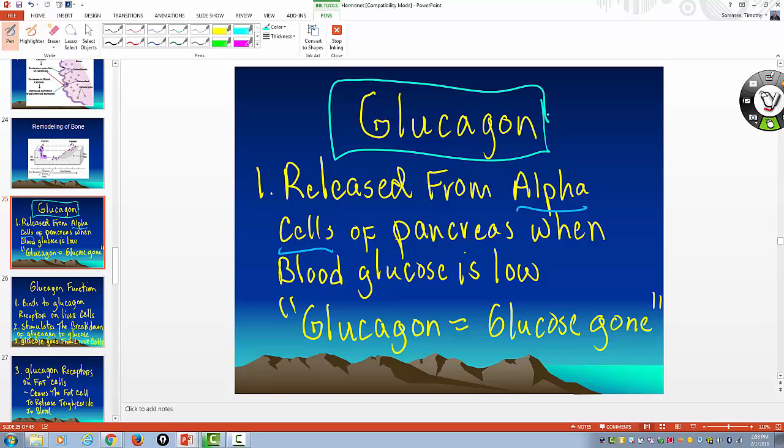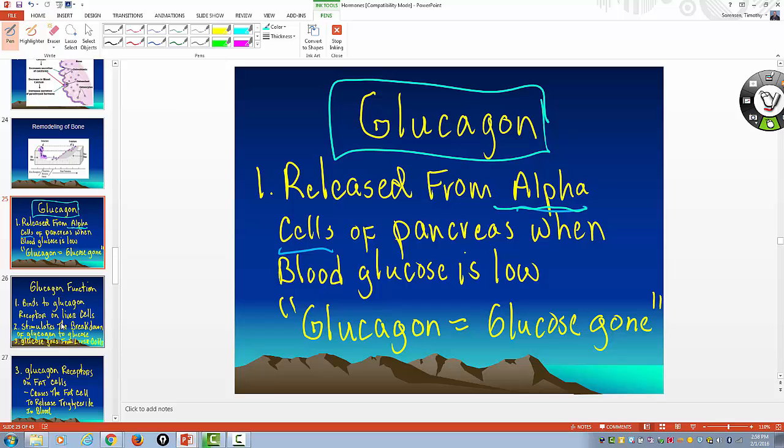So glucagon is released from the alpha cells of the pancreas when your blood glucose is low. So think of it: glucagon, glucose gone, right? Not enough glucose. So if your blood sugar is low, what do you expect glucagon to do? And that is, of course, to raise it, and that's exactly what it does.